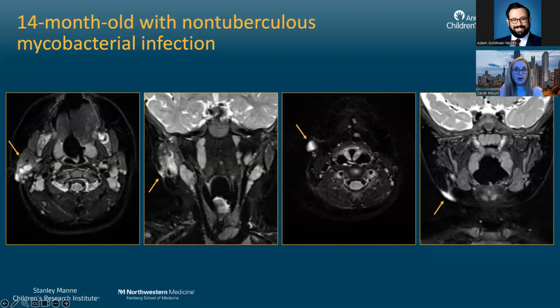If we take a look at the submandibular space now as well, we can see that there are abnormal lymph nodes in that location. Again, not too much in terms of inflammation surrounding them, but this infected lymph node also has a draining sinus tract to the skin surface. So these are imaging features, as I've added to the slide, classic for non-tuberculous mycobacterial infection.